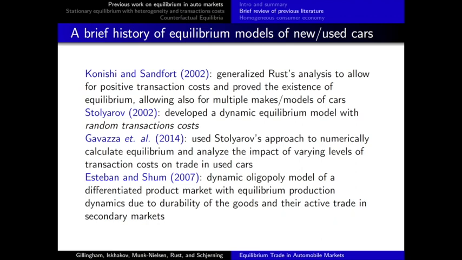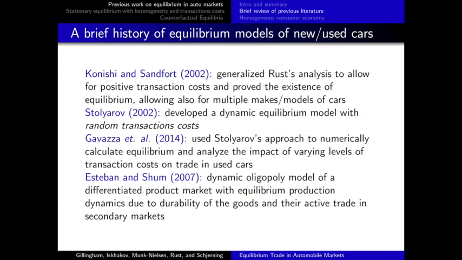Okay, and then Alessandro Gavazza and co-authors had a paper in the American Economic Review 2014, where they used Stolyarov's approach to numerically calculate the equilibrium and analyze the impact of varying levels of transaction cost, and really showed that the secondary market was key to understand the impact of transaction costs. Okay. And transaction cost was key also to analyze the effect of various policies.